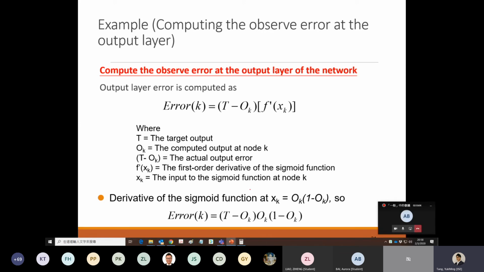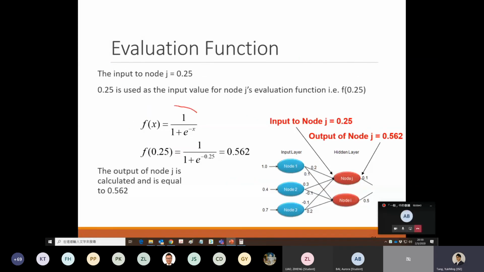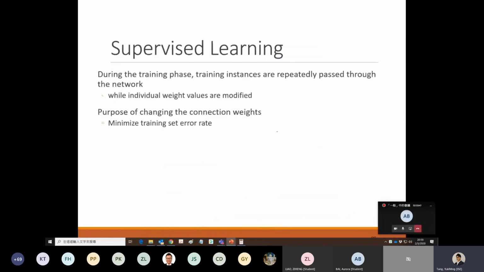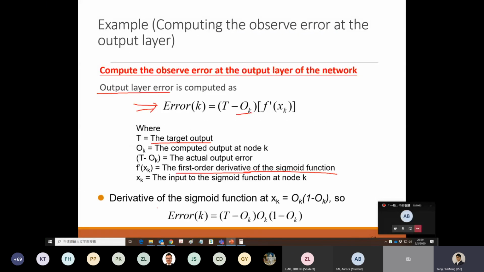Therefore, we need to calculate the error, and we apply this equation to calculate the error in the output layer. In this equation, T is the target output, O_k means the calculated output, and f'(x) is the first-order derivative of the sigmoid function. Do you still remember the sigmoid function? This is the sigmoid function, and you need to calculate its first derivative. After we calculate it, we find that the first derivative of the sigmoid function is equal to this one, so we just substitute it in here. Finally, we can calculate the error using this equation.